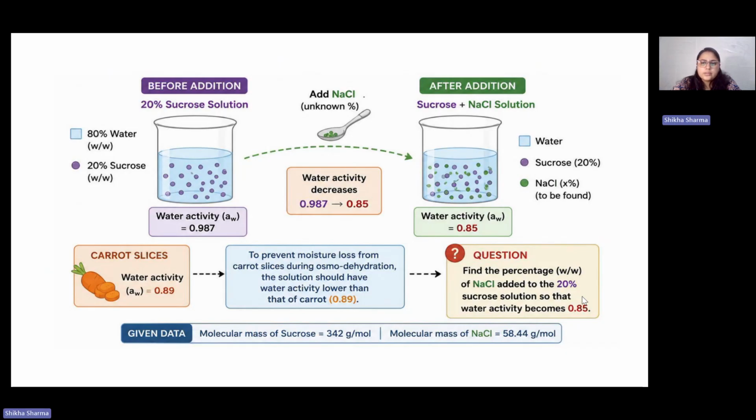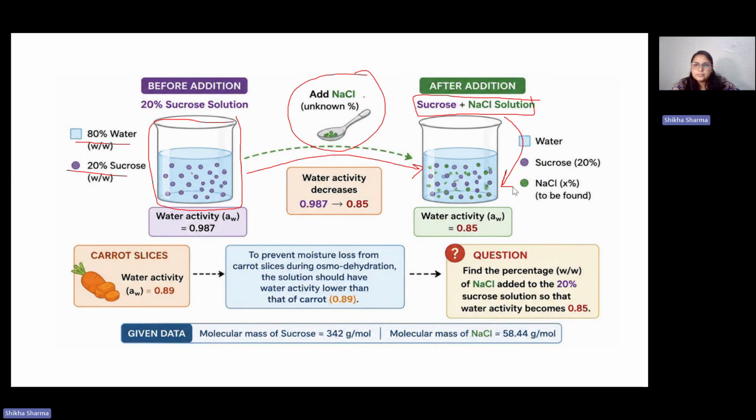Okay, so let's understand the question. We have this 20% sucrose solution initially, which had the water activity 0.987. So it is having 80% water and 20% sucrose in the solution. Then we have to add some NaCl of known percentage, which will decrease this water activity from 0.98 to 0.85. So this will become sucrose plus NaCl in water. We know sucrose 20% is there, then NaCl, we are considering X. We need to find out this, and water is there.